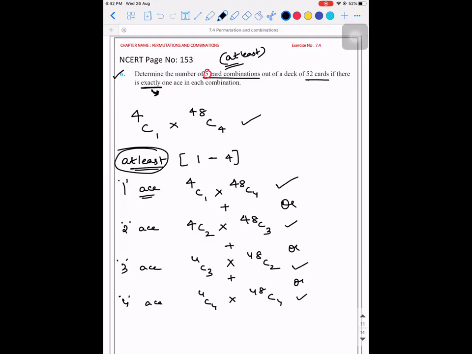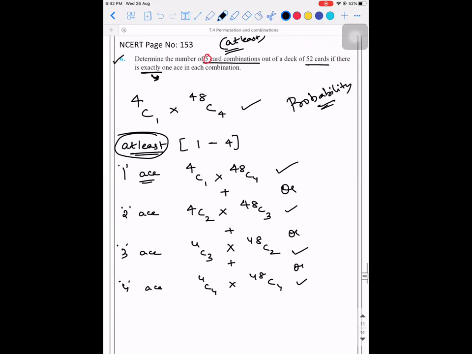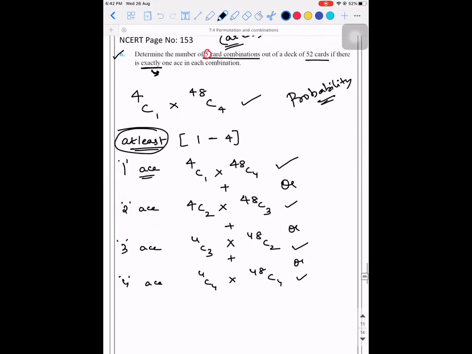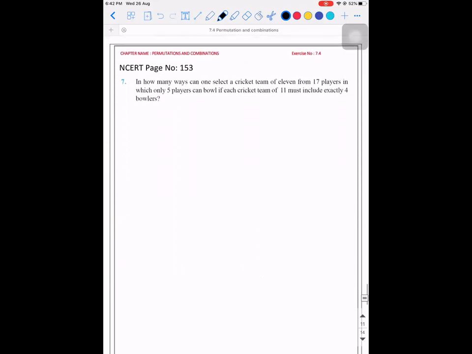Now you understood where to multiply. Yes, sir, I understood. These kinds of exactly and at least are important in the chapter probability. Shall I move on to the next one? I'm moving on to the next one. I hope no one is having a doubt.